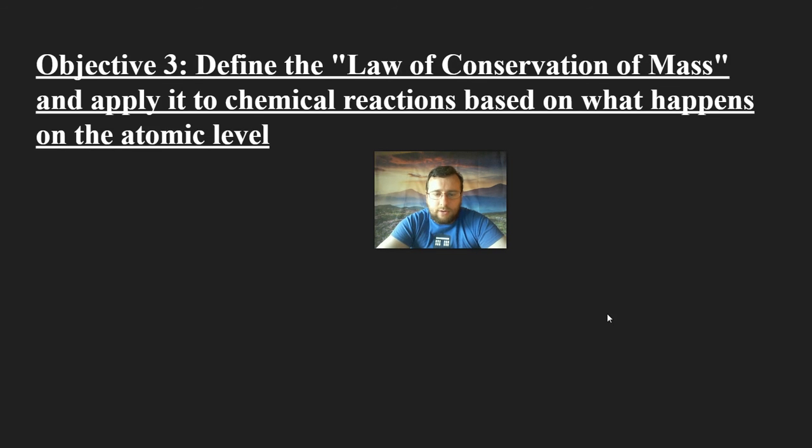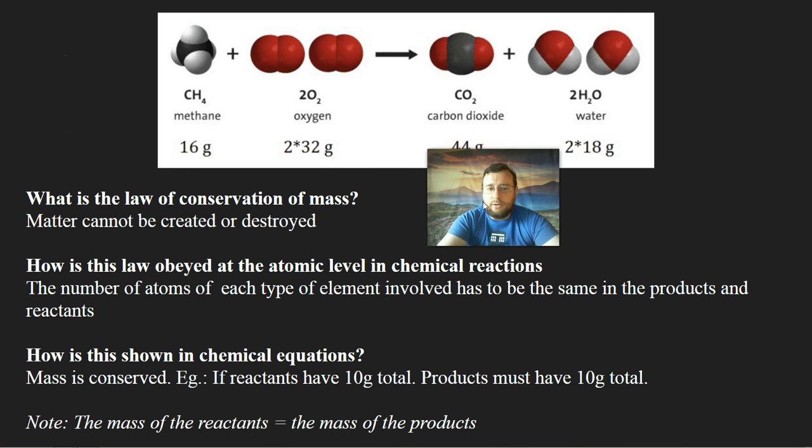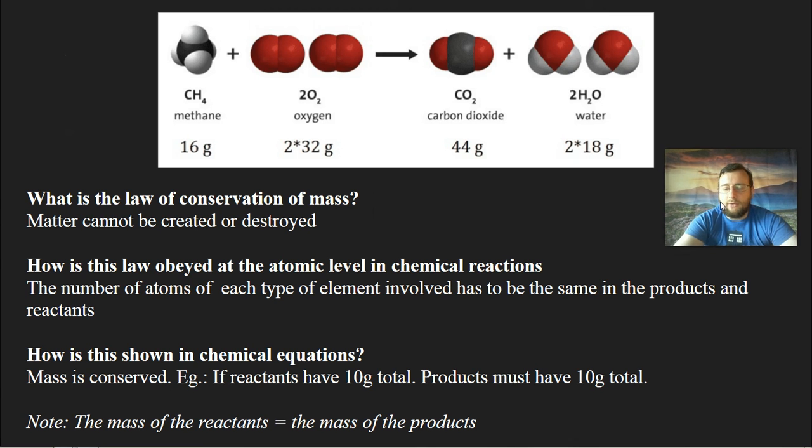This is the third video of our chemical reaction play series. And in this one, we're going to be talking about the law of conservation of mass and what it means for chemical reactions. What is really happening at the atomic level that explains why that's true? So in a chemical reaction, according to the law of conservation of mass, matter cannot be created or destroyed.